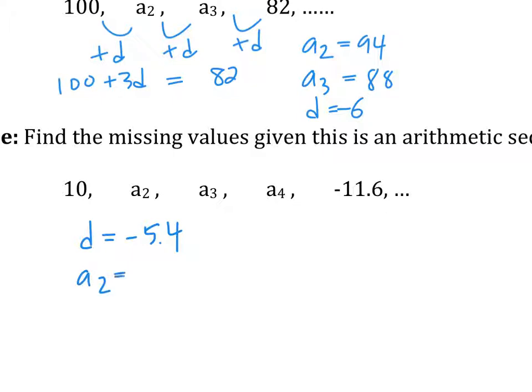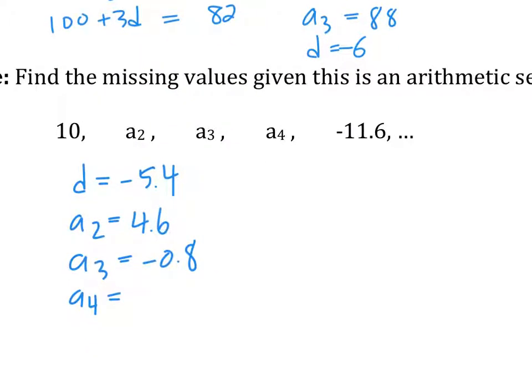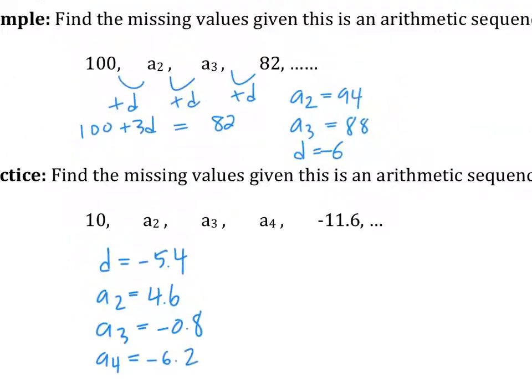Okay, Sebastian, what's A2? 4.6. Daniel, what's A3? 0.8. Ooh, so close. Negative 0.8. Yeah. Allison, what's A4? Yeah, negative 6.2. All right, now let's do an advanced question.